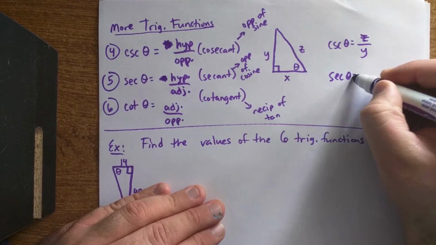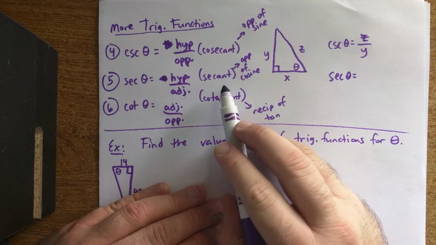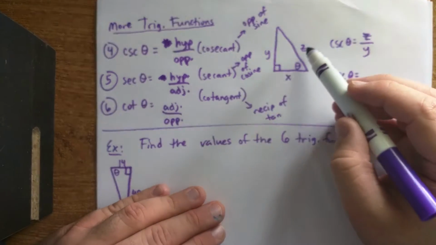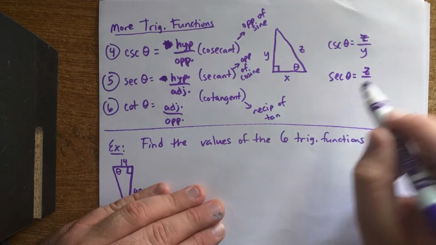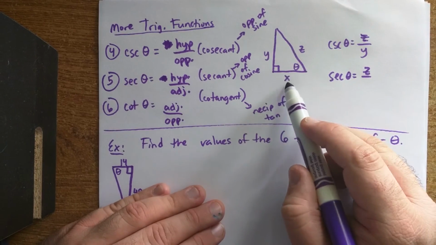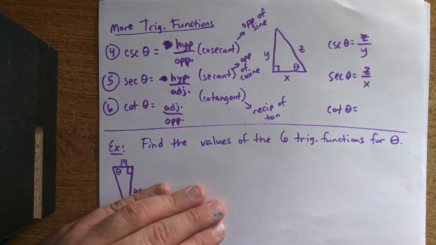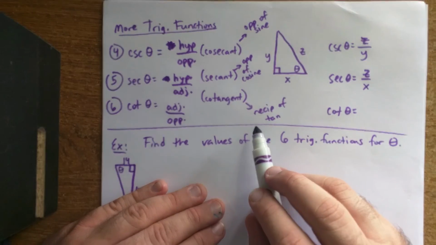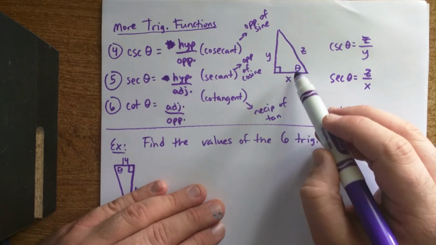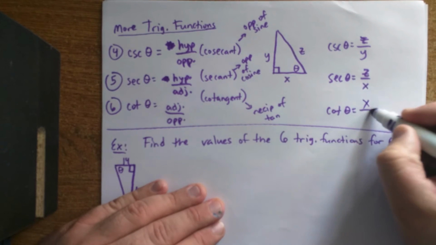Secant theta, well, that's hypotenuse over adjacent. Your hypotenuse is z. Your adjacent, okay, theta's right here, next to that would be x. And then cotangent theta is adjacent over opposite. That will be x over y.